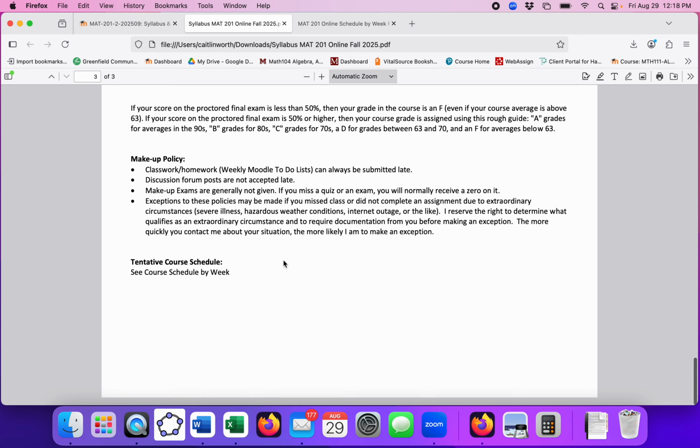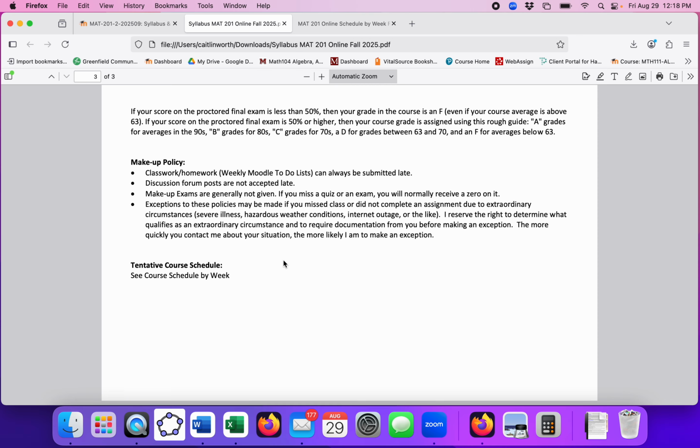Okay, so makeup policy. Classwork and homework, which is your weekly Moodle to-do lists, can always be submitted late. Discussion forum posts are not accepted late because they're meant to be a discussion. And once everyone has moved on from that discussion, if you pop in and say something, it's just not really a discussion. So discussion forum posts are not accepted late. Makeup exams are generally not given. If you miss a quiz or an exam, you normally receive a 0 on it.